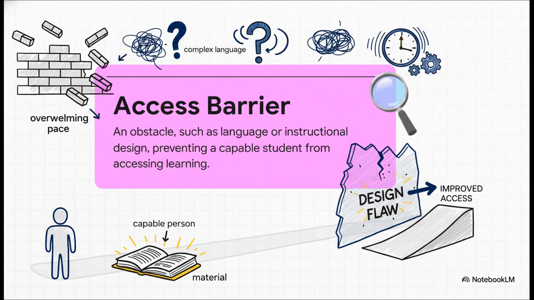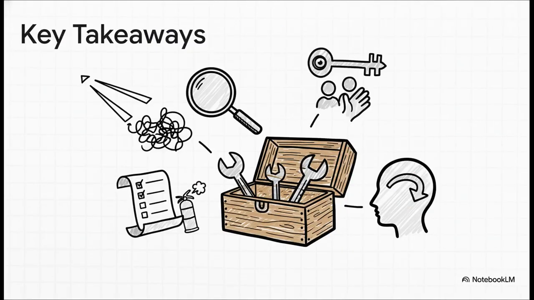So let's be super clear about what this is. An access barrier is an obstacle. It could be complicated language, it could be the way something's taught, that stops a perfectly capable person from getting to the material. It's not a learning disability, it's not a problem with the student, it's a design flaw in how we're teaching. So what does this all mean for any of us who teach or train or manage people?